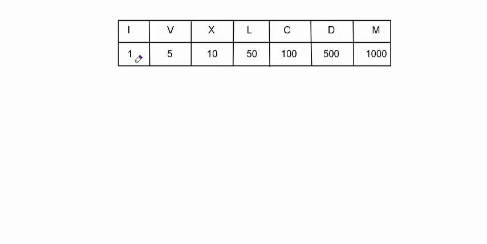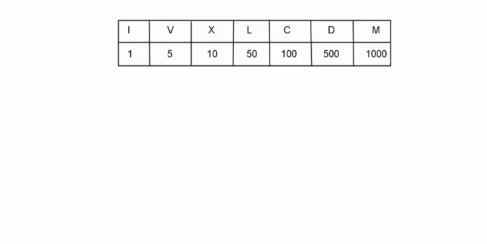The ancient Romans used the letters of the English alphabet to represent numbers. And in the Roman numeral system, the number 1 is represented by the letter I, 5 is represented by the letter V, 10 by the letter X, 50 by the letter L, 100 by the letter C, 500 by the letter D, and 1000 by the letter M.